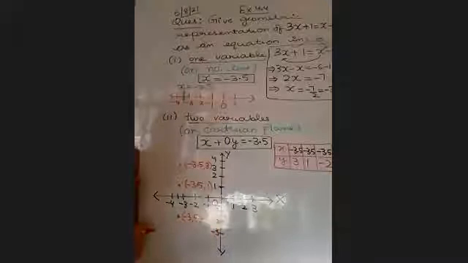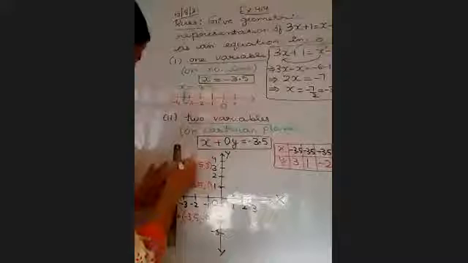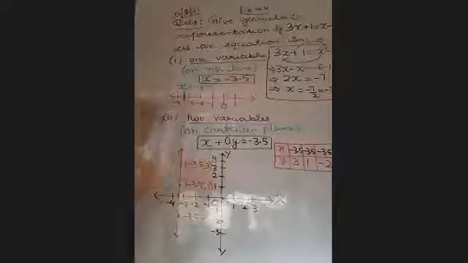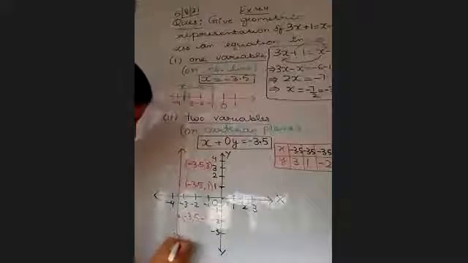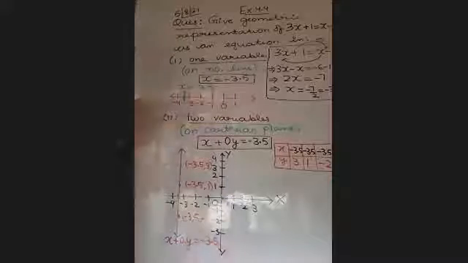Can you see all of them are falling in a straight line? Yes, ma'am. Straight line parallel to the y-axis. Yes, and the line is parallel to the y-axis. Here you need to put the equation. Either end you may write the equation: x plus 0y is equal to minus 3.5. Okay.